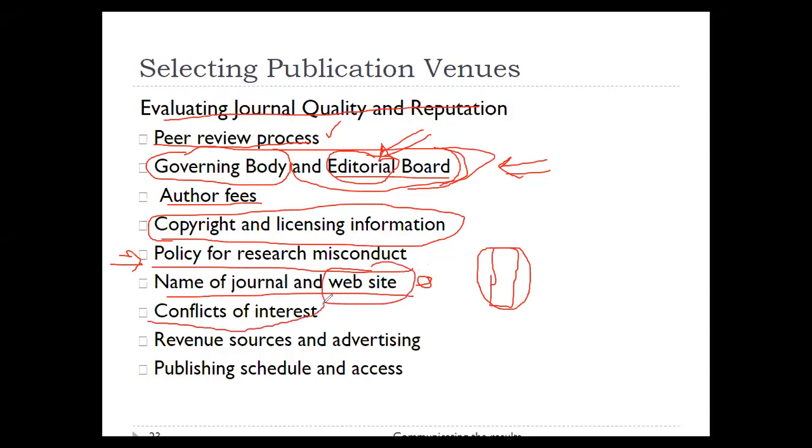How the conflict of interest is resolved. Suppose there are 2 or more authors, and in future they get some conflict of interest, then how is that resolved? Is there any policy or not? That is also important. And then what are the revenue sources and advertising? As I told you, I already discussed the revenue sources while discussing the author fee, so I will not go into it again.